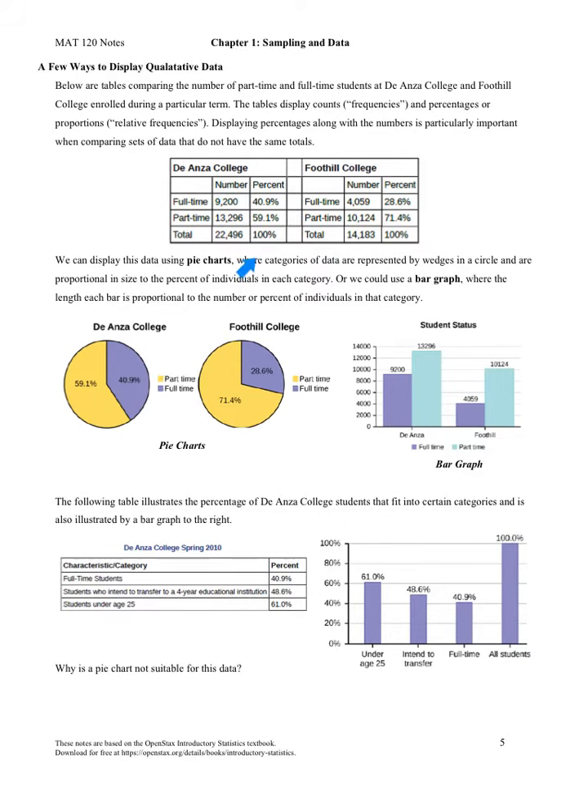In this first table, we have De Anza College and Foothill College. And this table is divided by the number of full-time students and part-time students in each college. In the table at the top, notice that we take the number of full-time students and divide it by the number of total students at De Anza College in order to get the percentage of full-time students. We do the same for the percentage of part-time students.